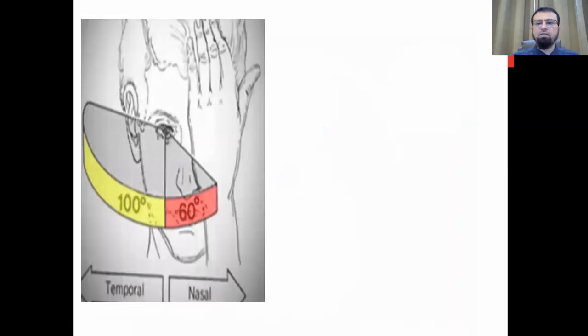This is the visual field for normal people. It's 160 degrees because of the nose. You cannot see more. If you close one of your eyes, you will see only until here. So 60 degrees nasal, and you will see until 100 degrees temporal. So this is 160 for each eye.